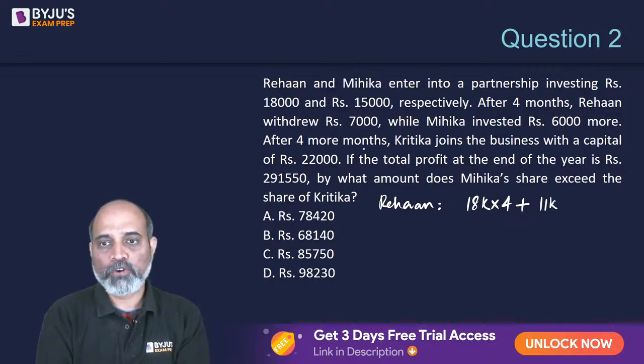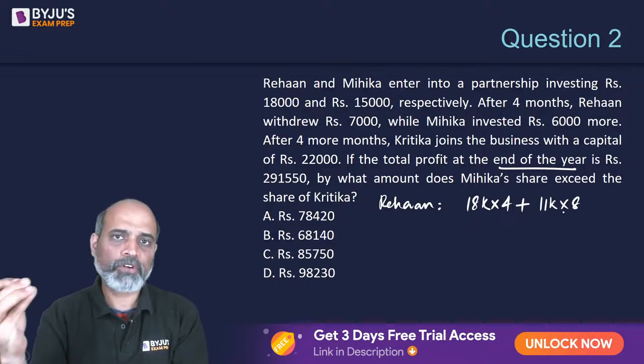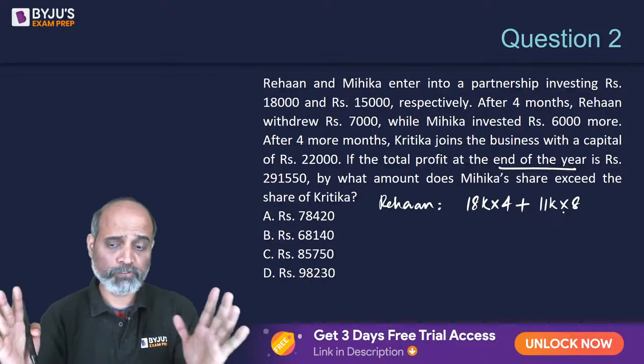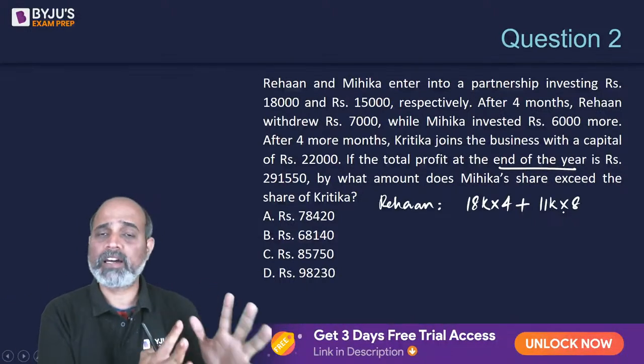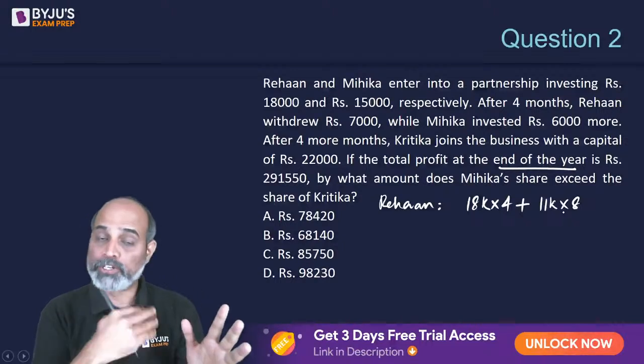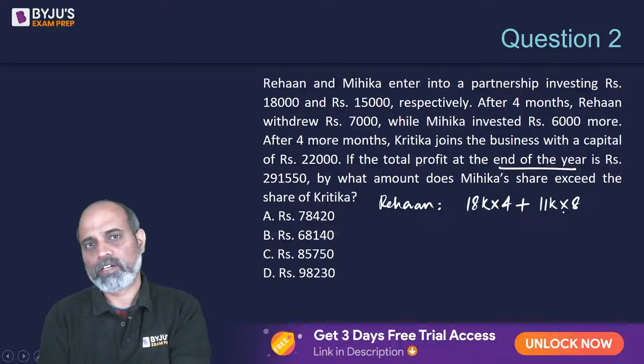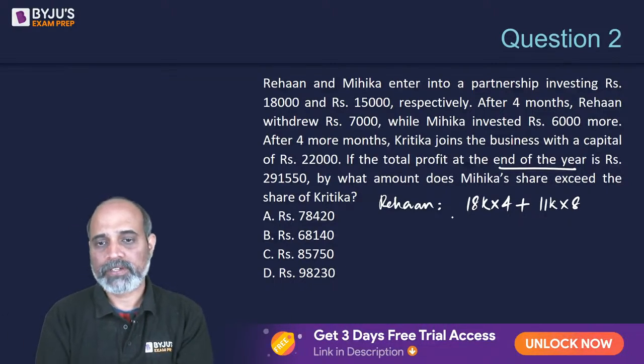Now, after 4 more months, Kritika joined. So that means we are talking about the end of the year. So for the next 8 months, Rehan's amount was only 11,000. So for total 12 months, for the first 4 months, Rehan invested 18,000. He withdrew 7,000. That means he was left with only 11,000, and that's what he invested for the last 8 months, right?